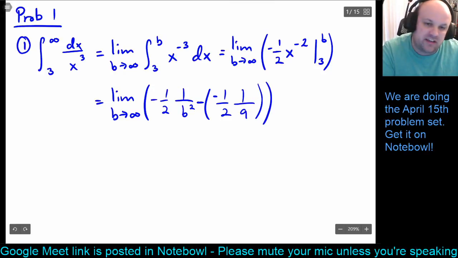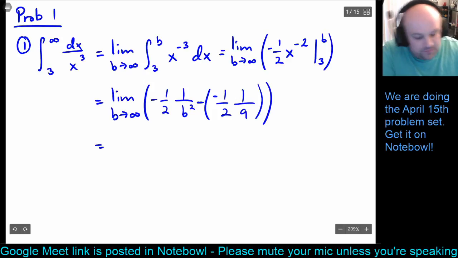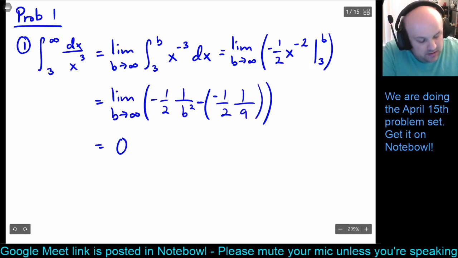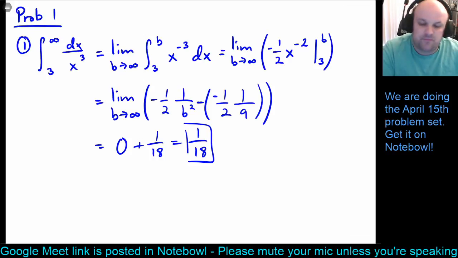Right, so we're looking at this. Okay. So here, this part, when we take the limit, we're going to get 0. And then over here, this is going to be plus 1 over 18. So 1 over 18 is the overall answer. Hopefully that looks good there. Any questions?